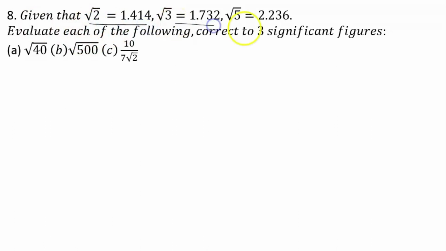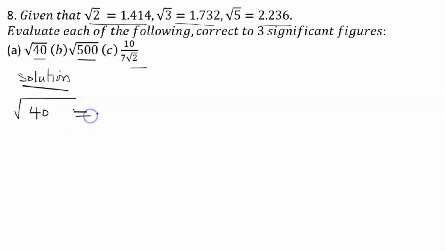In this one, our expression is not going to be the way it used to be. Given root 2 to be 1.414, root 3 to be 1.732, root 5 to be 2.236, we have to evaluate each of the following correct to 3 significant figures. So one of the things we need to do is try as much as you can to express these problems in terms of these root forms. You think, how can I break it down in terms of root 2, root 3, root 5? So for example, 40, I begin to look at what I can do to 40.